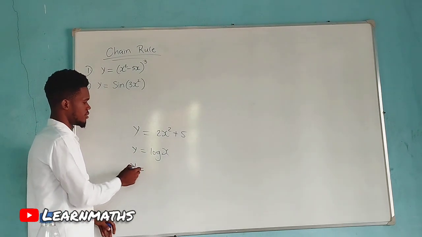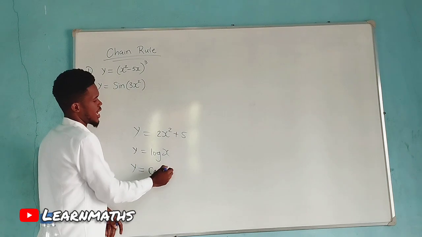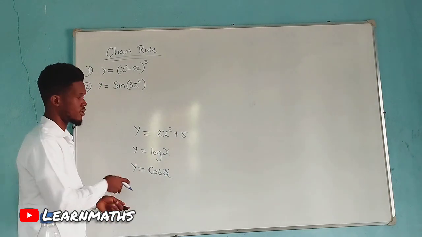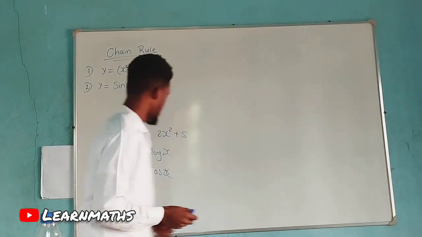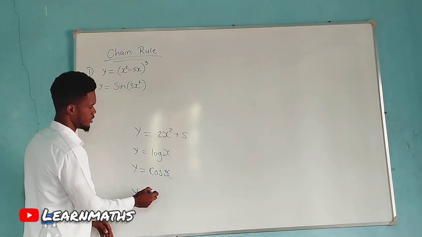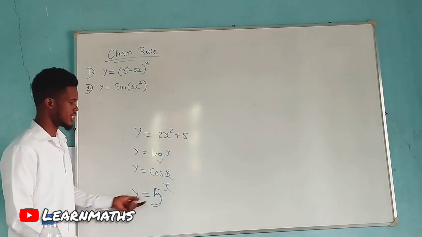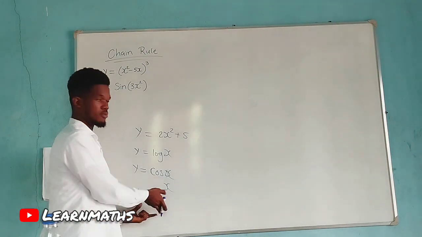Then we have y equal to, let's say, cos x. This is trigonometric, right? We also have exponential function. Let's say y equal to 5 raised to the power x, something like this. Since it has the power of x, it's now an exponential function.